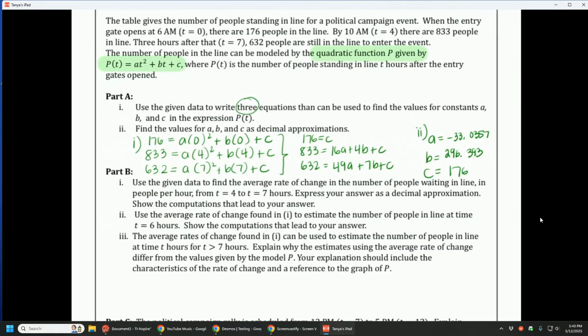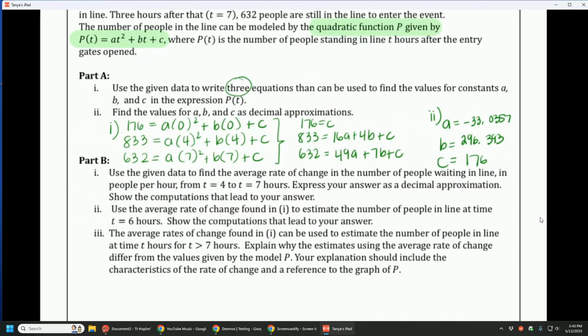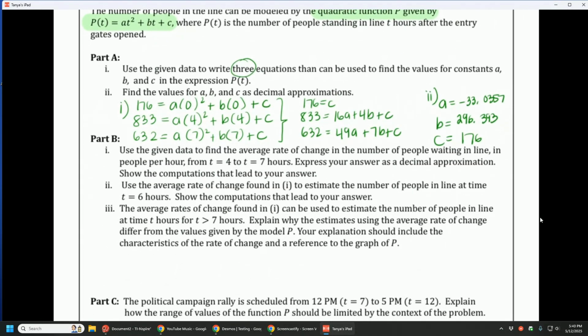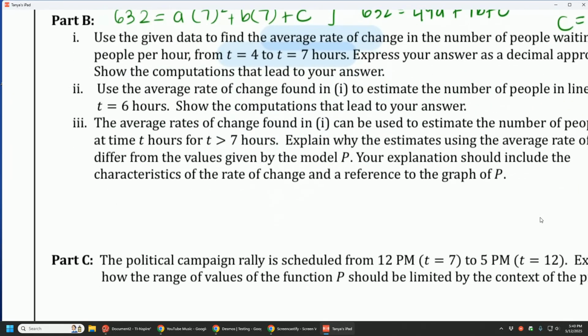Okay, then for part B1, use the given data to find the average rate of change in the number of people waiting in line from t equals 4 to t equals 7. Express your answer as a decimal approximation and show your computations. So for this one, rate of change is basically just slope. So I need to find the slope between t equals 4 and t equals 7.